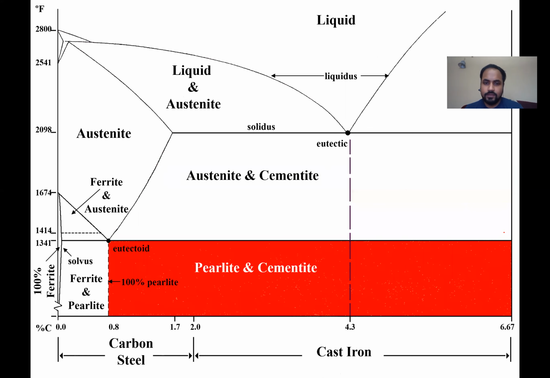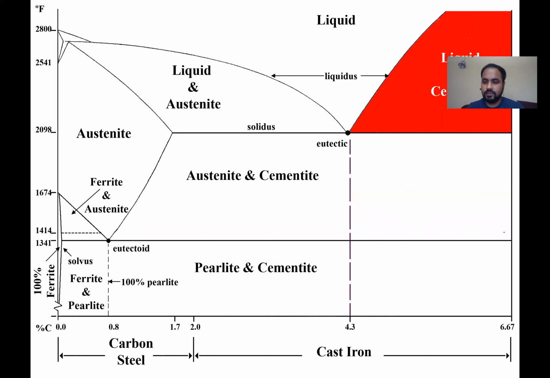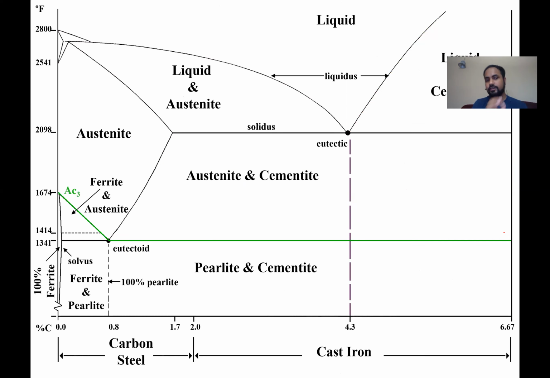All right, so then we have this pearlite and cementite region, and that was the liquid and cementite region. Now here comes the most important line of this phase diagram. All these other lines are important, but since you will be doing heat treatment, in order to understand at what temperature to do the heat treatment, there's a line called the AC3 line. If you're doing annealing, hardening, martempering, austempering, any kind of heat treatment, you have to take into consideration the AC3 line.